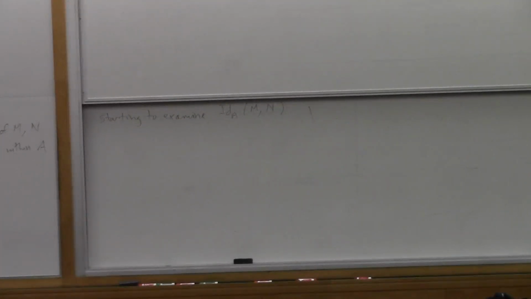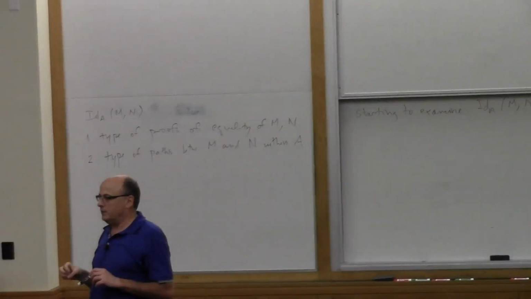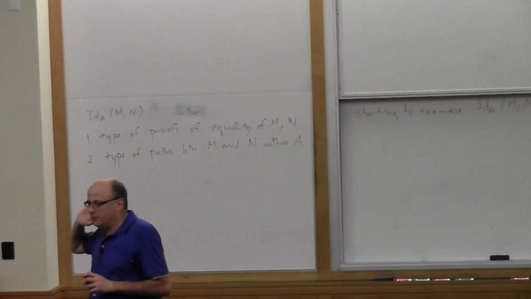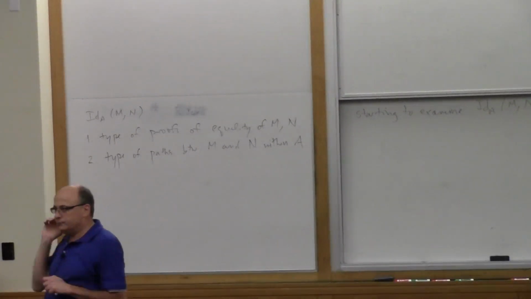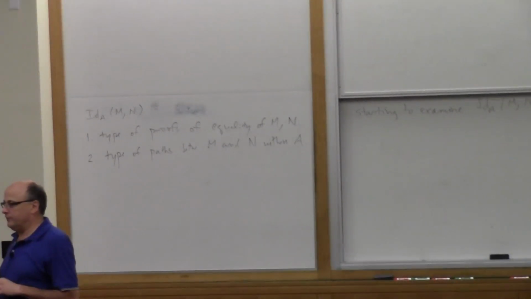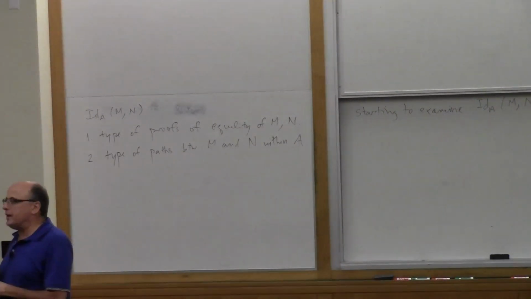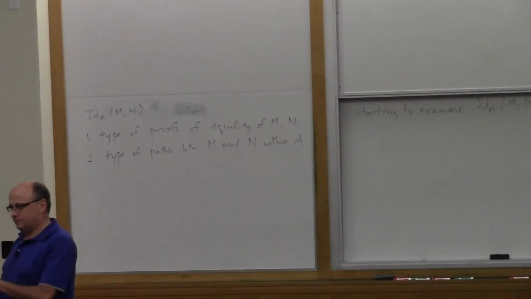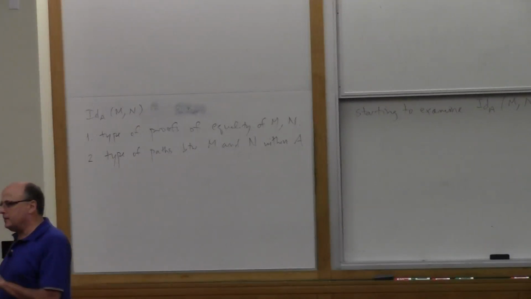Try to orient myself, Gerard. Last night when I was thinking about this, I kept feeling that there was a difference without a distinction here. That the type of proofs of equality of M and N, the way you defined it, is only actually inhabited by proximity. Well, wait, I'm working on it. Okay, we're going to see. Let me get there. Okay, so 1 and 2 at the moment.